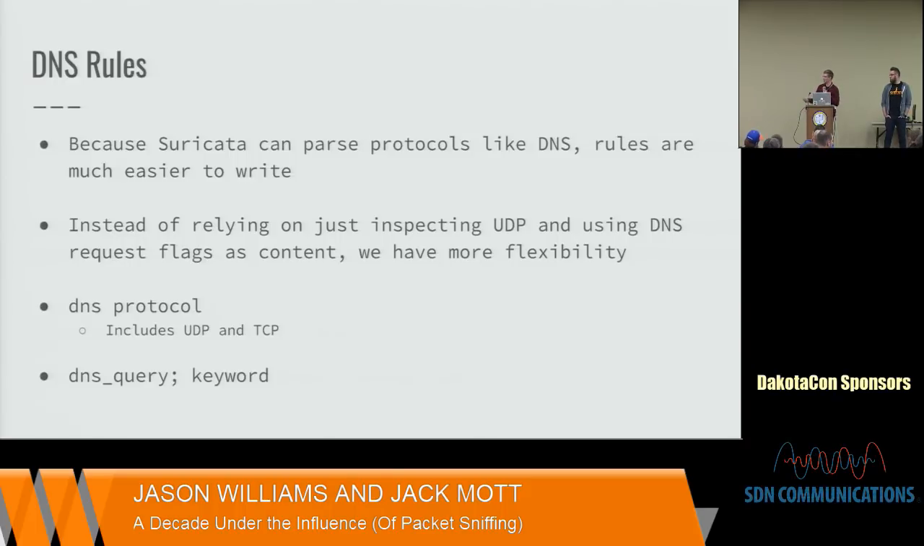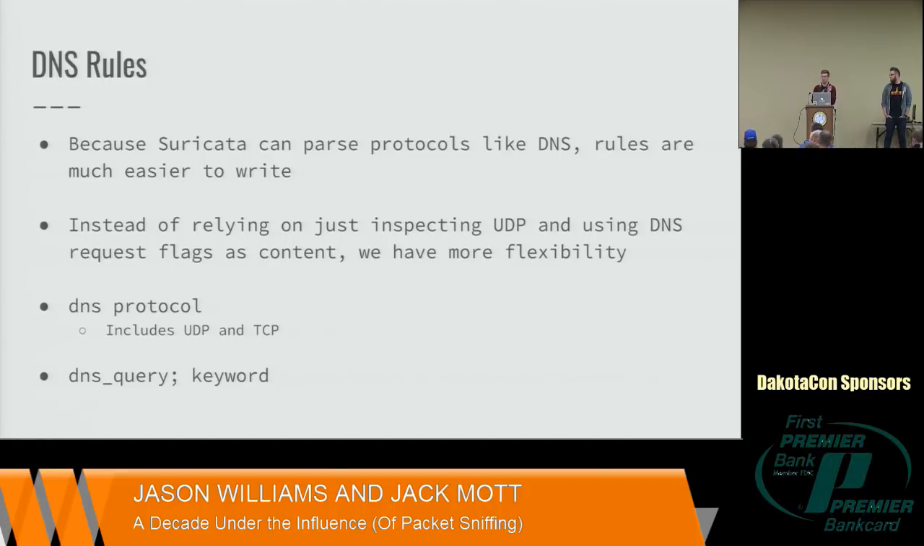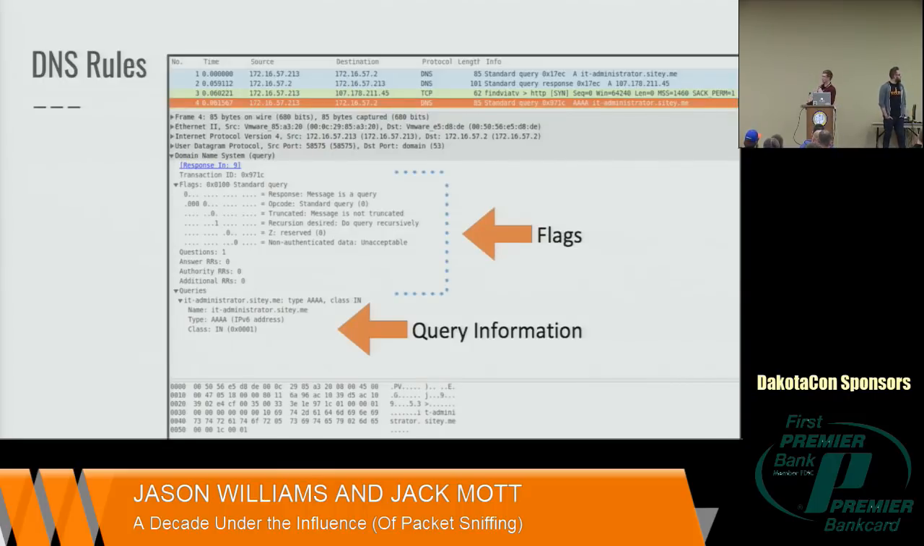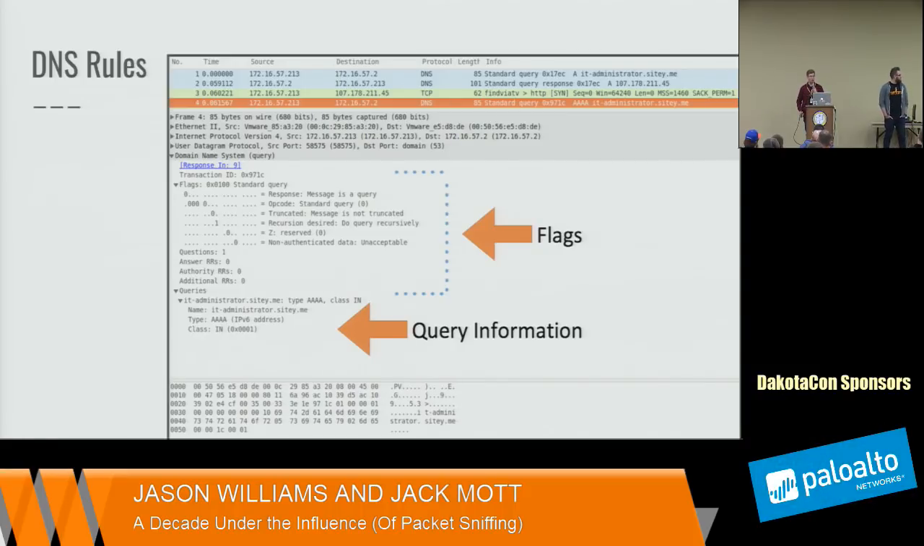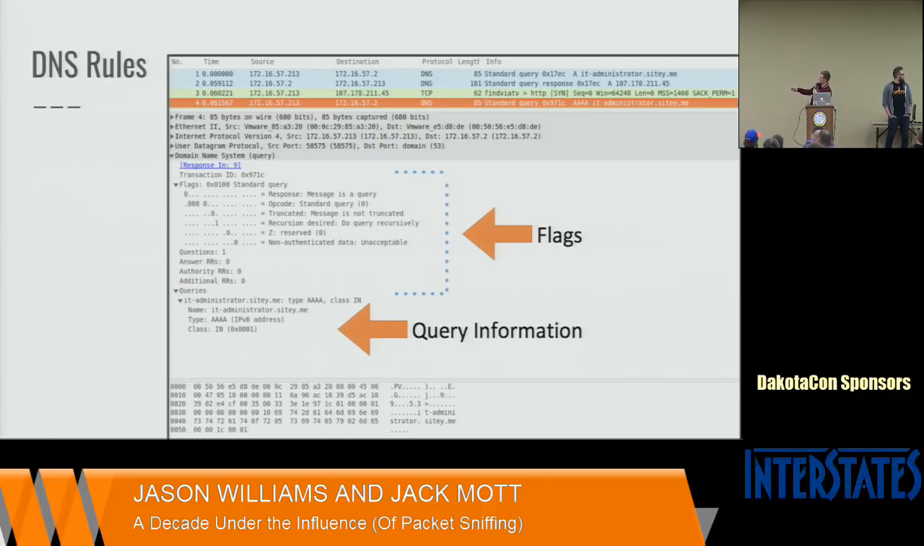And then we also have what's called the DNS query keyword. Essentially, this is just ripping out whatever domain exists in that request, and that's what we're looking for. So it's really easy. This is what your standard DNS query looks like in Wireshark. We have a bunch of flags that explain how that request is being made, and then we have the actual thing we care about, which is the domain we're looking for.